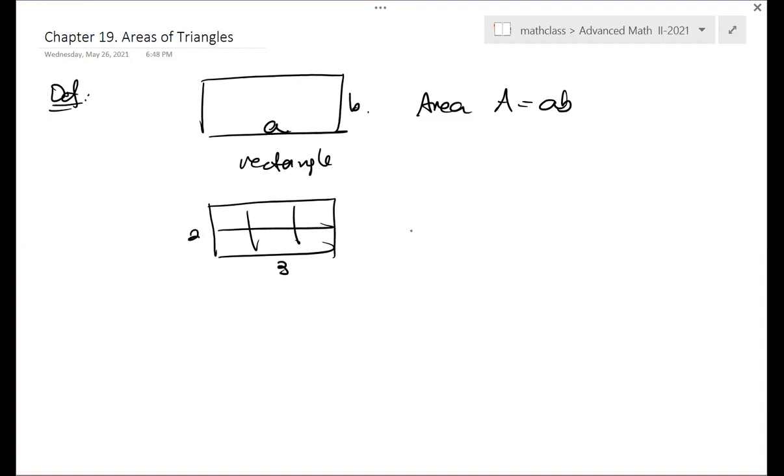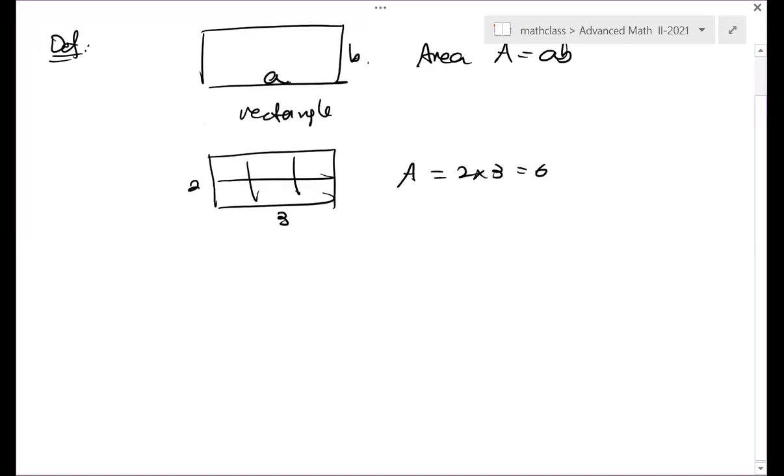This side 2, this side 3, right? And area is given by 2 times 3, that's 6, so that's 6 squares. 2 rows, 3 columns. Of course, A is not necessarily an integer, B can be any number. Okay. Now, that's a definition, okay? But how to find the area of the triangle?